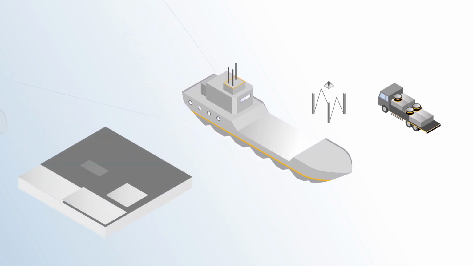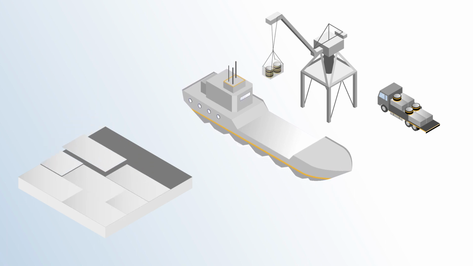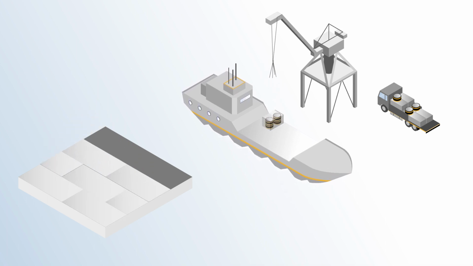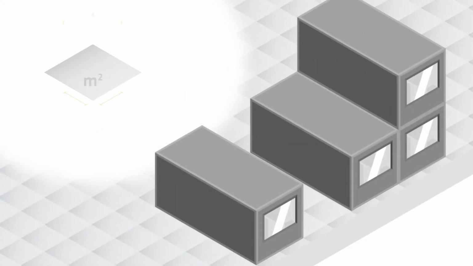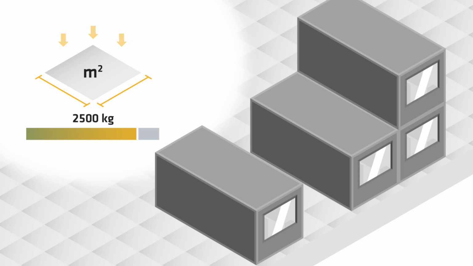The lightweight components of the systems are easily transported to and installed on the vessel. The Sikafloor ultralight floating floor is nevertheless incredibly strong. Supporting weights of over 2,500 kilograms per square meter, it can take almost any cruise ship cabin or cargo.